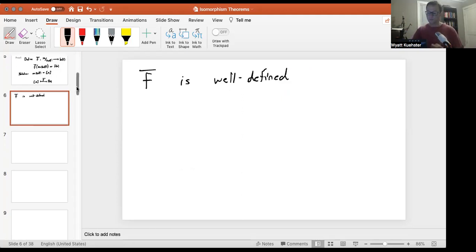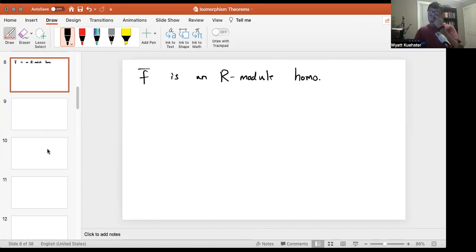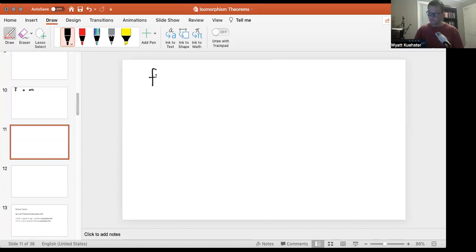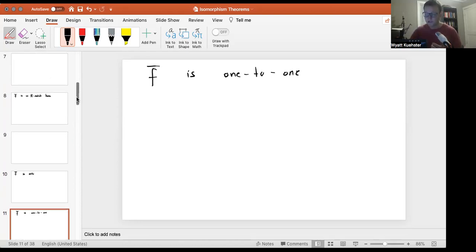I'm going to sketch the proof before I actually do it. Then I will need to show that F bar is in fact an R module homomorphism, because I want to show it's an R module isomorphism. So first I have to show it's actually a map of the correct type. And then I need to show that it's onto, meaning it's surjective, and I need to show that it's bijective. So I already showed it's onto, then I'll show it's one-to-one or injective. That'll show that it's bijective because it's both one-to-one and onto, and then we'll be done.